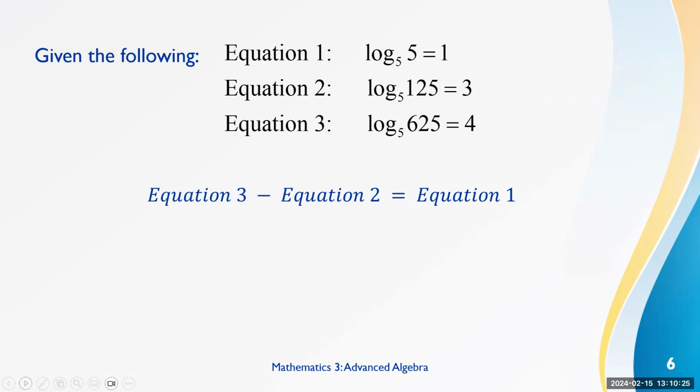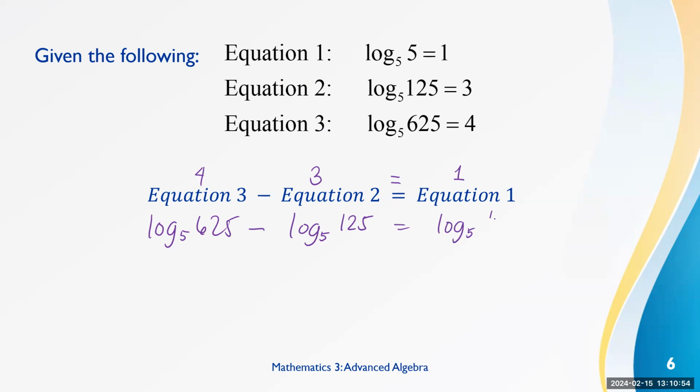So how about if we try to subtract the given equations? Equation 3 minus equation 2. We have here log base 5 of 625 minus log base 5 of 125. Again, equation 3 gives us 4, and equation 2 gives us the value of 3. So 4 minus 3 is equal to 1, which is the same as log base 5 of 5.